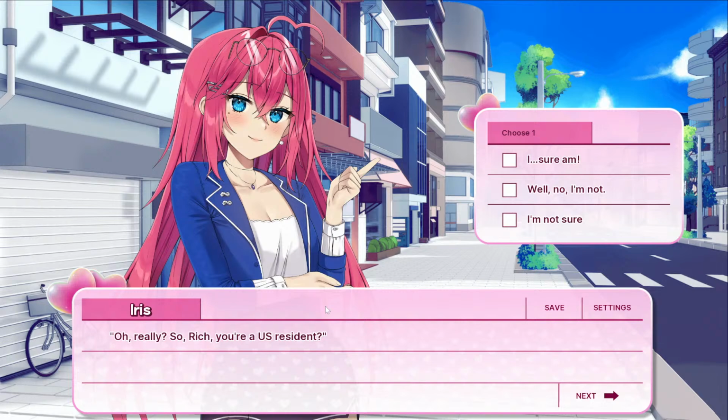Oh, really? So, Rich, you're a U.S. resident? I'm not sure. So how do you tell if you're a U.S. resident? In UK, what was it? UK residency?